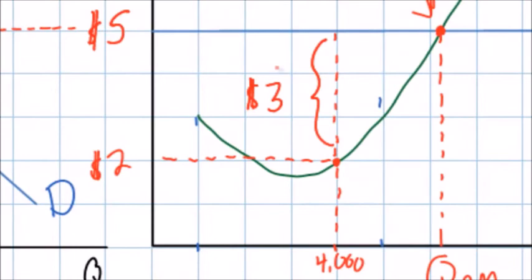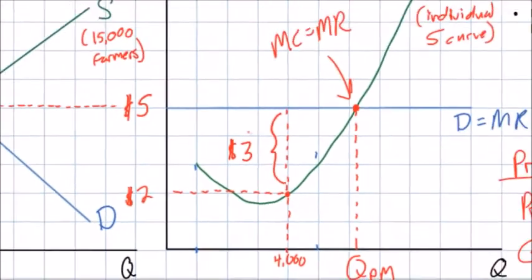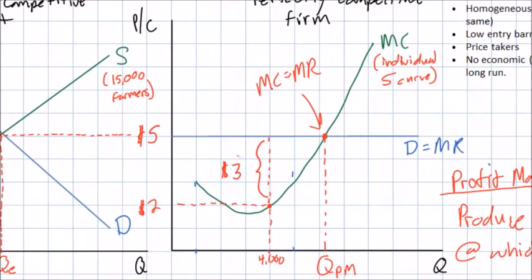Now that sounds pretty good. You're earning a $3 profit on the last liter of milk that you produced. But what would happen if this dairy farmer increased his production to 5,000 liters? We would move up along the marginal cost curve, and output would increase to 5,000 liters.